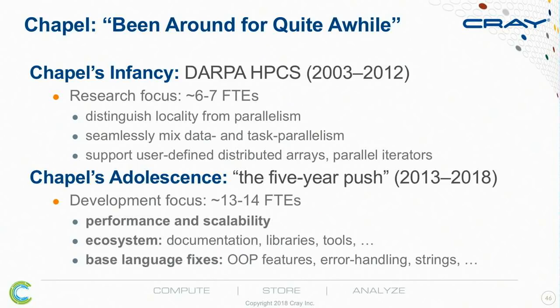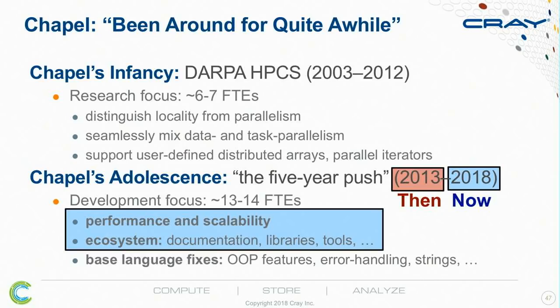So what we've been doing since then is what we call the 5-year push. This has been a 5-year effort to basically move Chapel from research more to product. And we doubled the size of the team as part of that. And we focused on these 3 main areas: performance and scalability, building up the ecosystem around Chapel, and fixing things in the base language that weren't directly related to parallelism or scalability. This third one is probably of most interest to this crowd, but doesn't fit at all in a 10-minute talk. So I'm going to touch slightly on the first 2, and I'm going to compare where we were at the end of HPCS and the start of this push, versus where we are today.